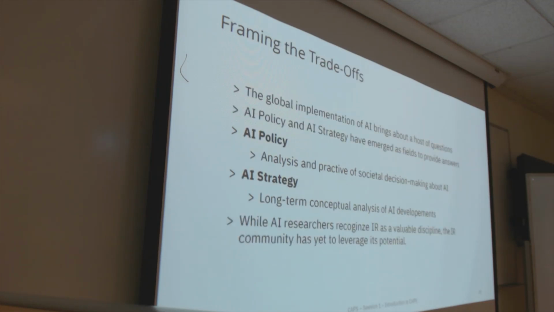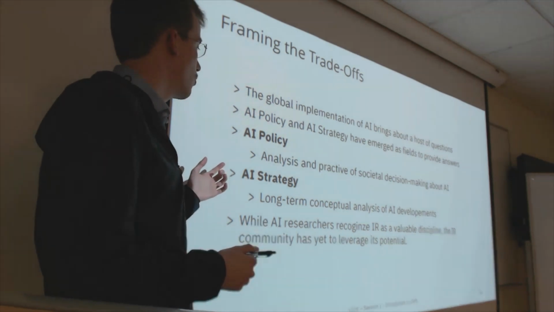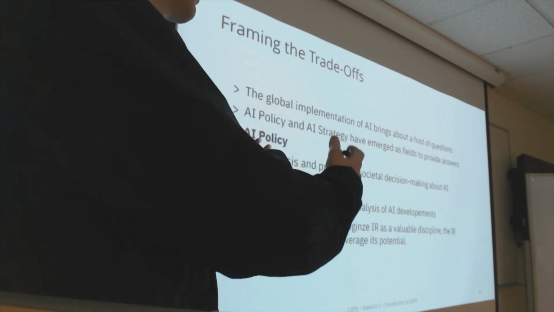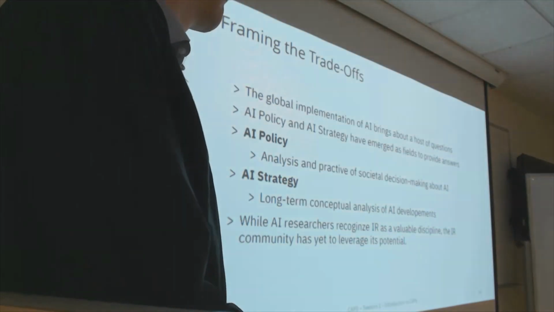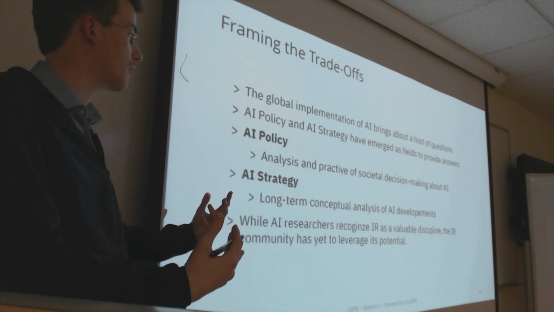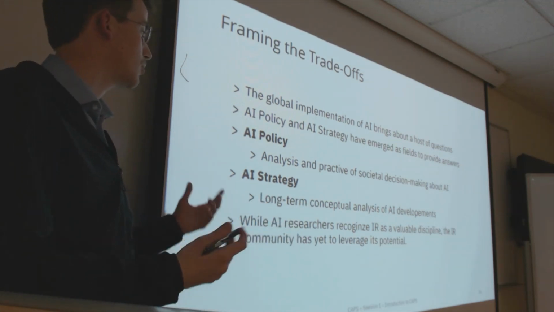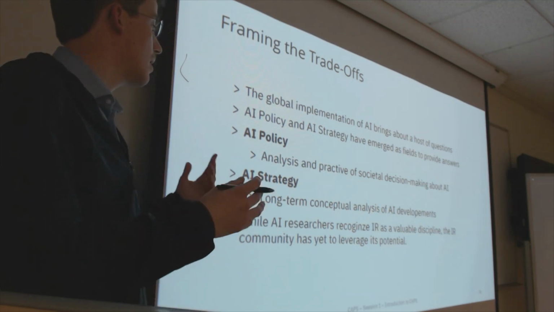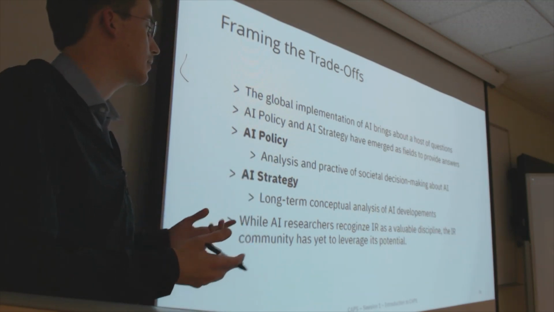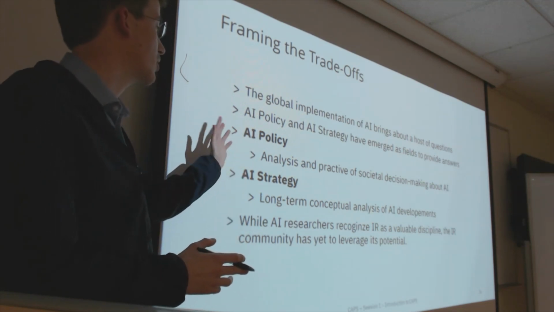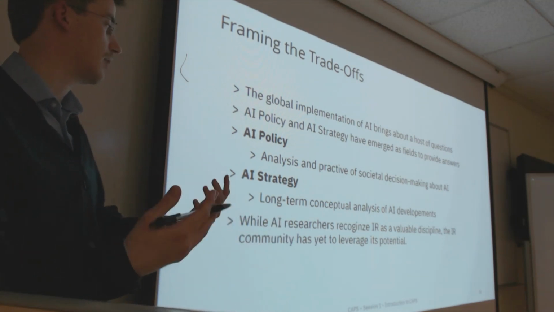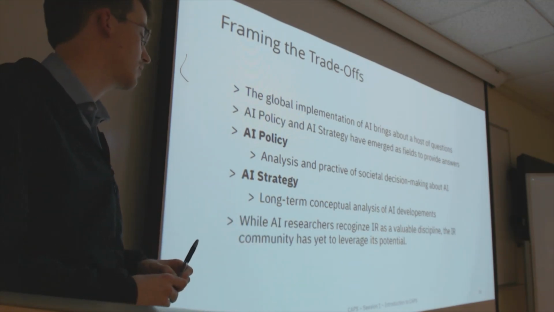Good. So to conclude, I just want to bring your attention to AI policy and AI strategy. We just talked about how you frame these trade-offs between having a rule-based system or a learning-based system, and AI policy and strategy have emerged as a distinctive field to study these trade-offs. AI policy is concerned with the analysis and practice of societal decision-making about AI. So this is more short-term. And AI strategy is the long-term complement of that, where you have a conceptual analysis of AI developments over a long time horizon.